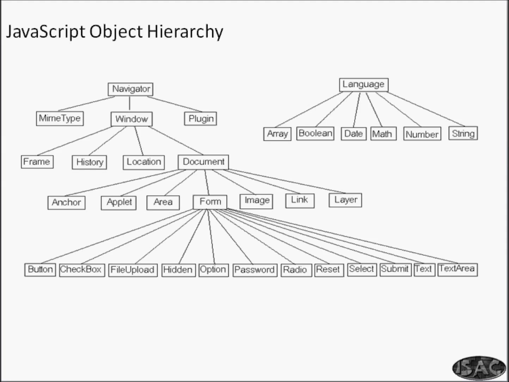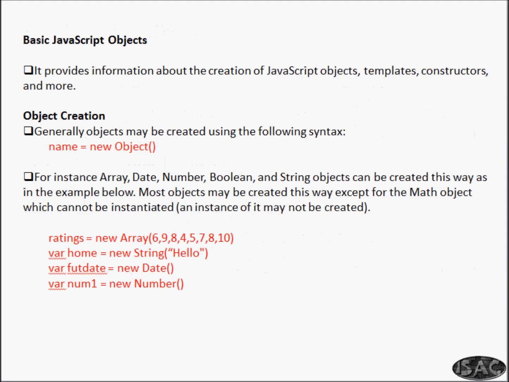As I know, JavaScript is object based, so these objects are inbuilt. You just have to call the methods. You need to just create an object or variable for that object, and you can call the methods here. So look at the basic JavaScript object. It provides information about the creation of JavaScript objects, templates, constructors, and more. Object creation: generally an object may be created using the following statement. The statement which we have here, you can notice, is name equal to new object.